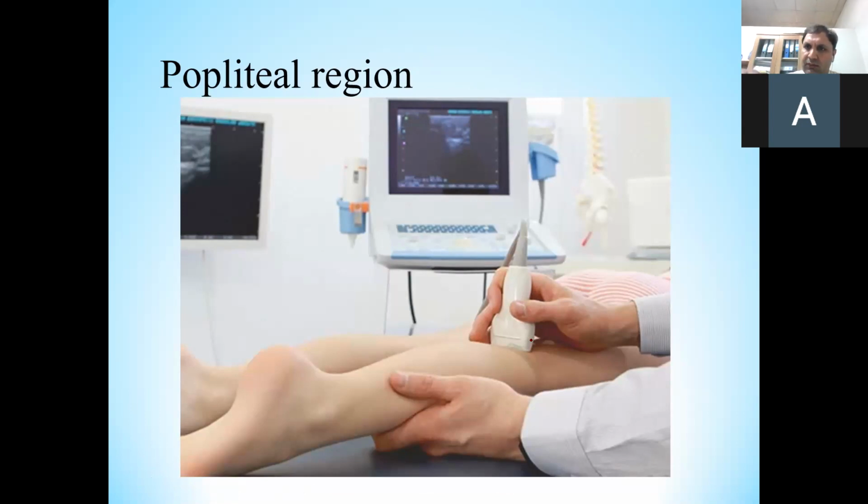By gentle compression, the popliteal vein will collapse, but the popliteal artery will remain the same diameter. So this is the differentiation maneuver of the vein and artery. Here you can differentiate the vein and artery by compression sonography. Okay.